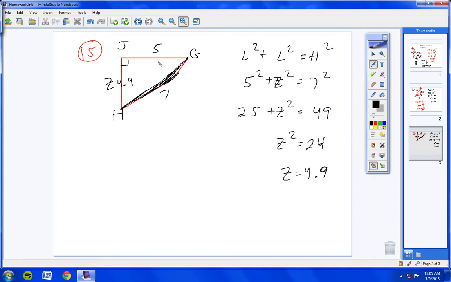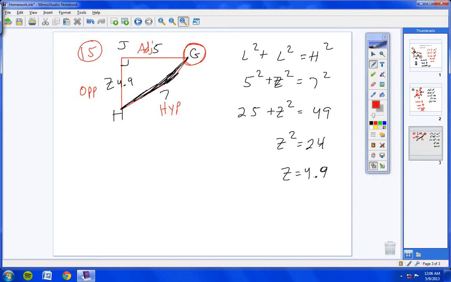Now, students, step 3 says find the smallest angle first. Well, we find the smallest angle by finding the smallest side. And the smallest side is this, 4.9. Go straight across, and that's the smallest angle. So G is the smallest angle, so that's the angle we're going to use. So over here we call this our opposite side. This is going to be our hypotenuse, and this would be our adjacent side.